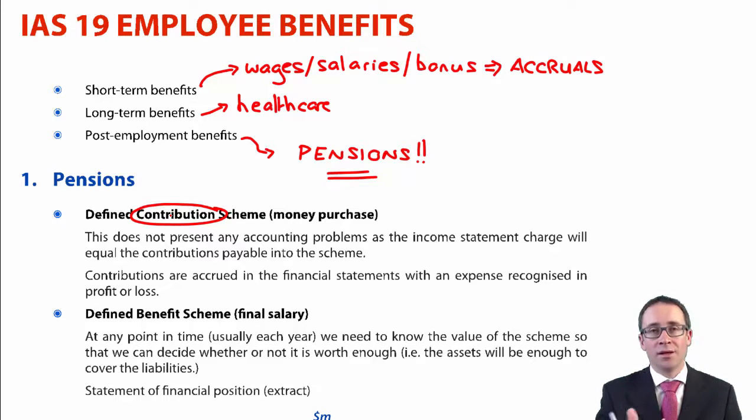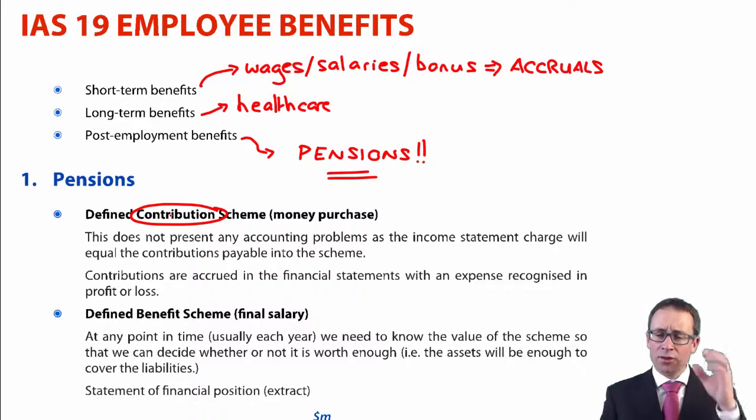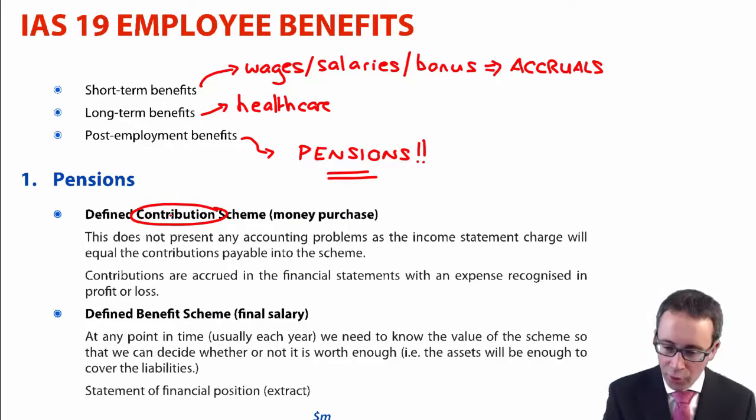They have committed the amount that they paid over your working life, say 5% per month. Therefore, the risk lies with you. The risk lies with the employee with regards to the value of the money that you have when it comes to retirement. Okay. The accounting treatment is very, very, very straightforward.